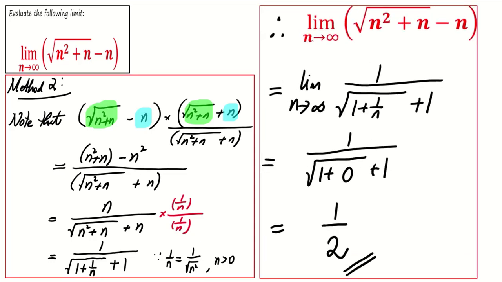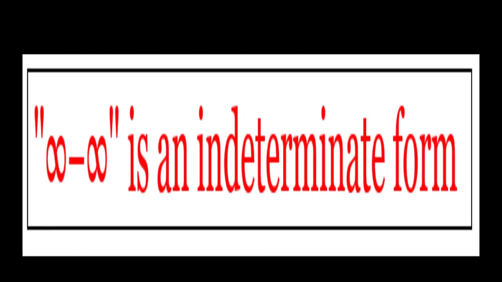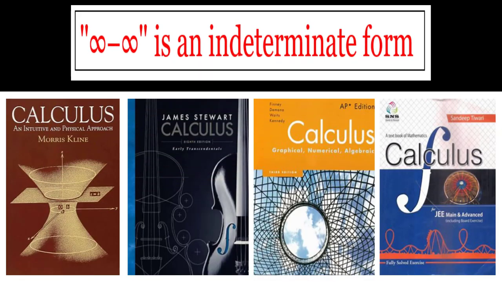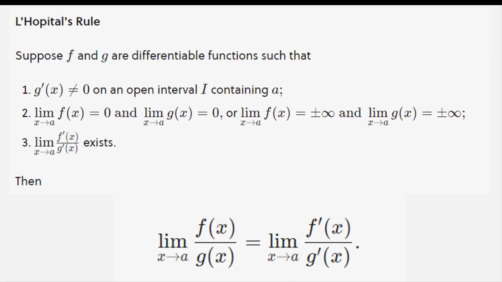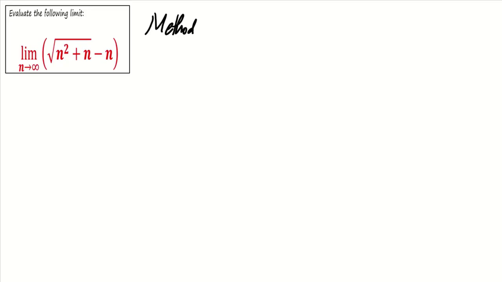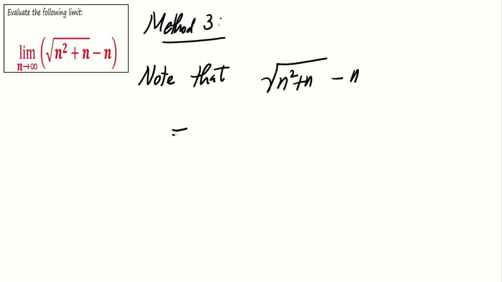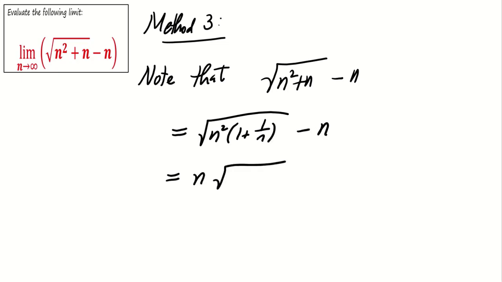We mentioned earlier that infinity minus infinity is an indeterminate form. Some of you may recall seeing this from your calculus textbook, known as L'Hopital's rule. Our third method involves L'Hopital's rule. But we need to transform the infinity minus infinity form into 0 over 0. Here is how. First, factorize n squared from n squared plus n. Write the square root of n squared as n when n is positive.